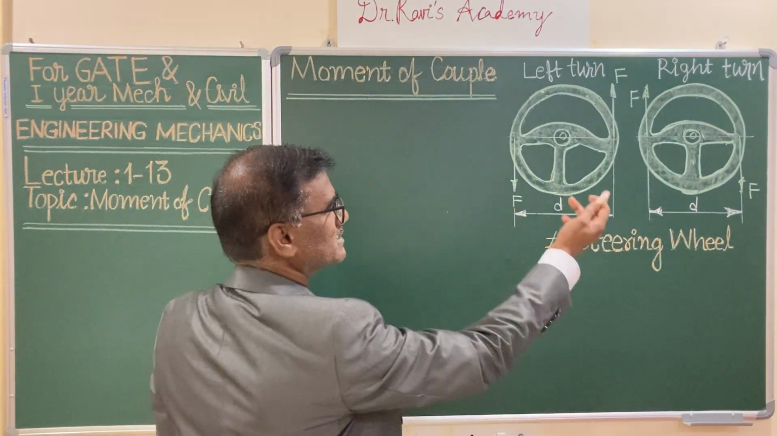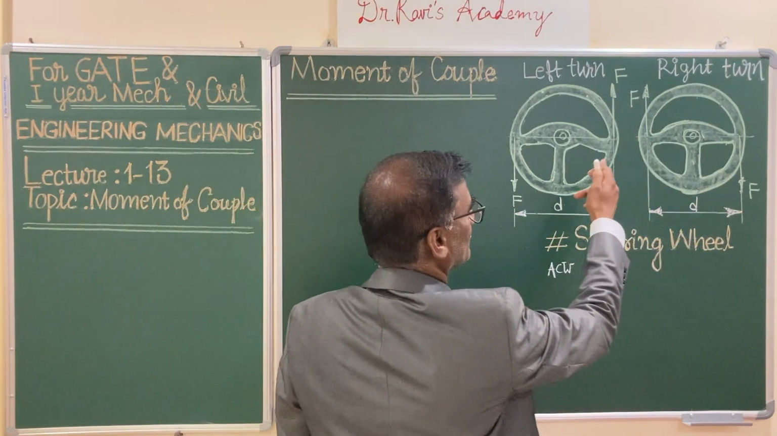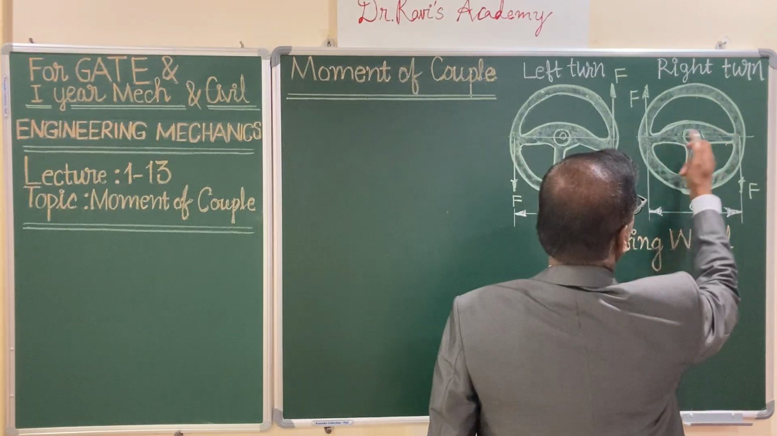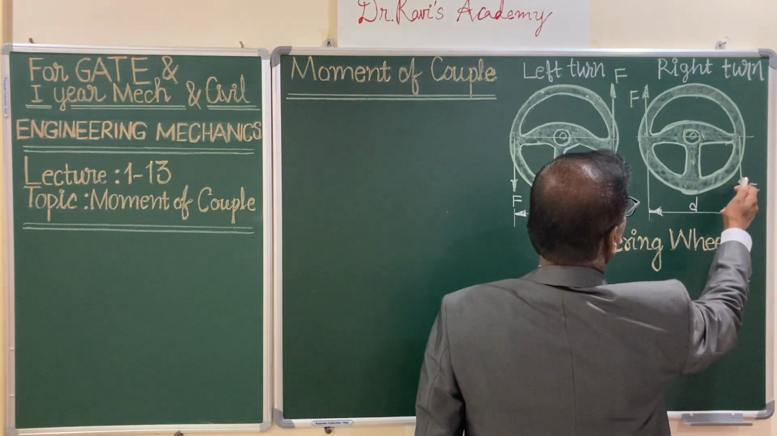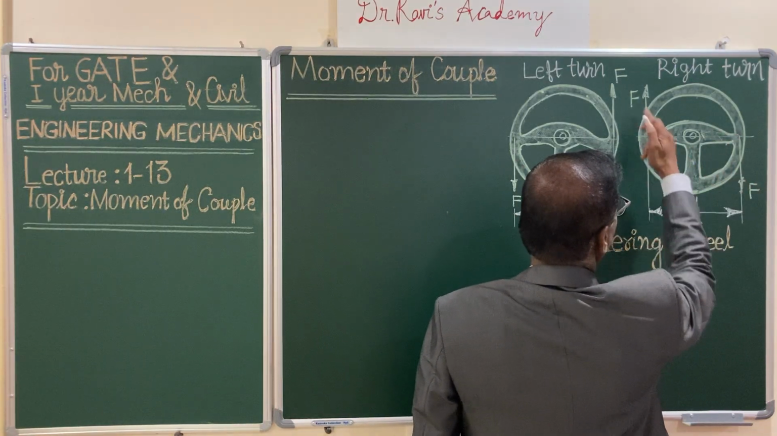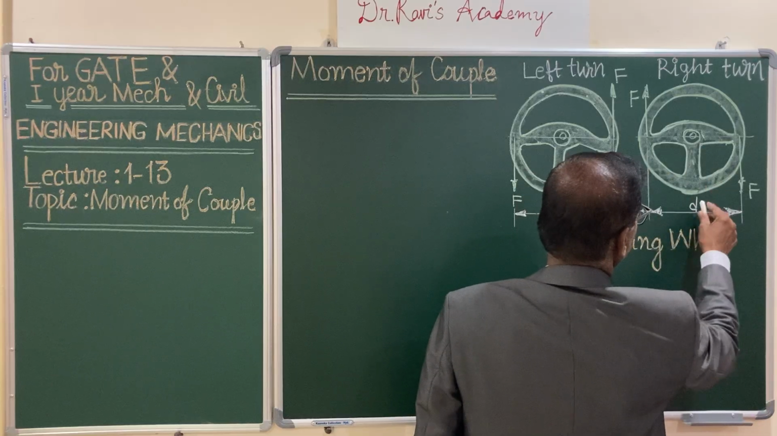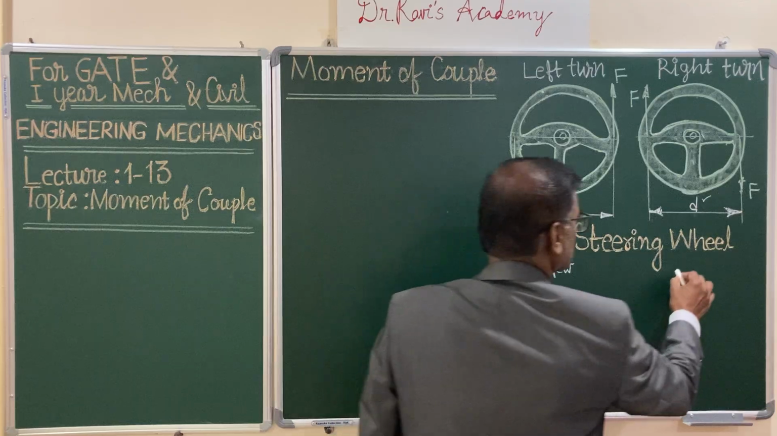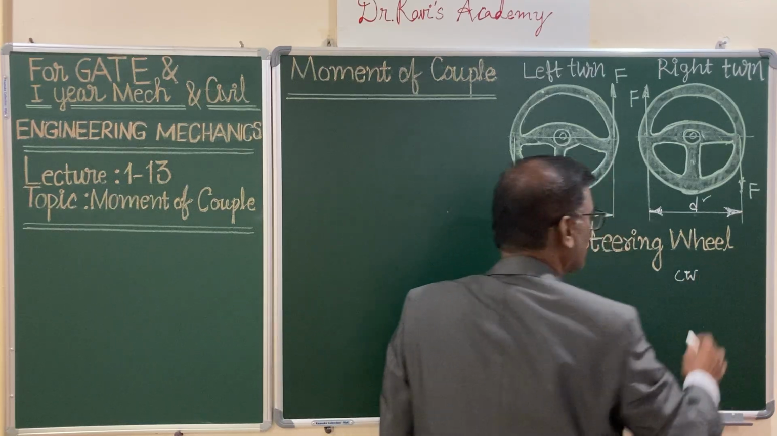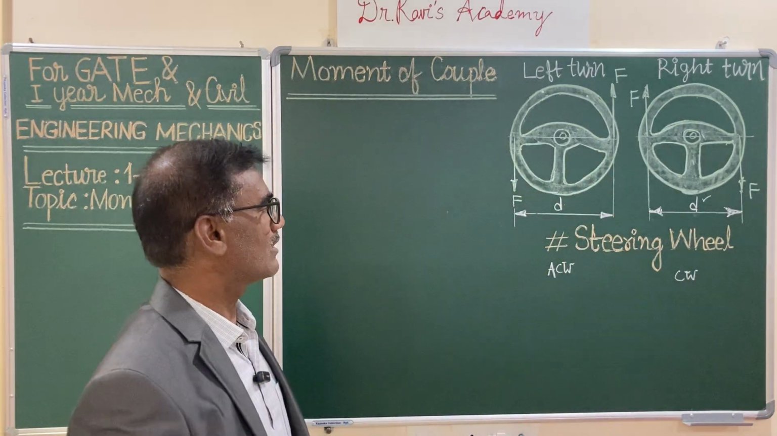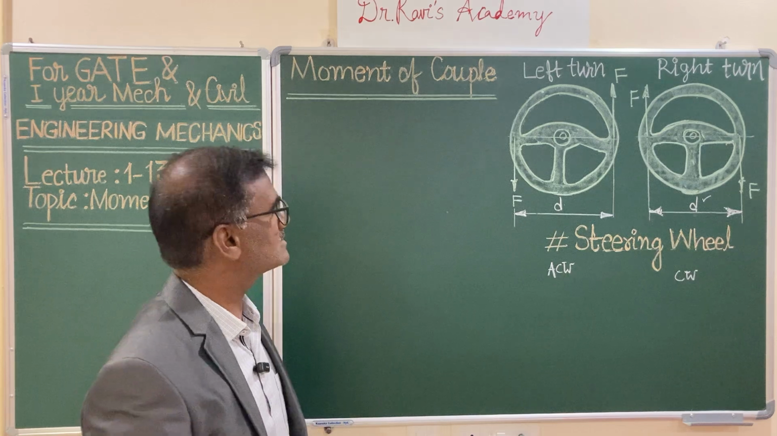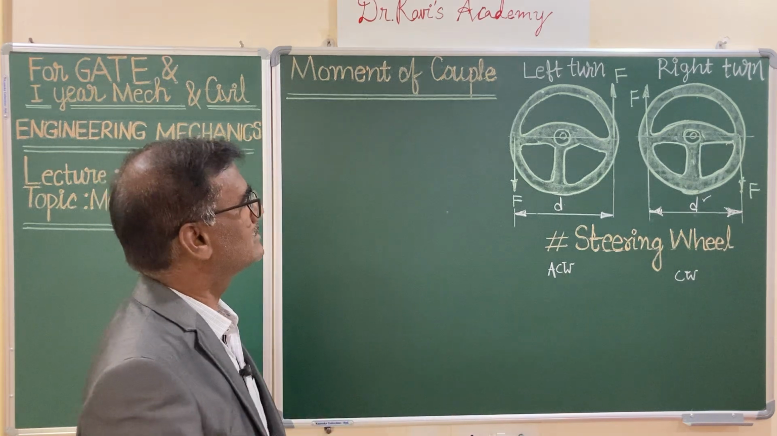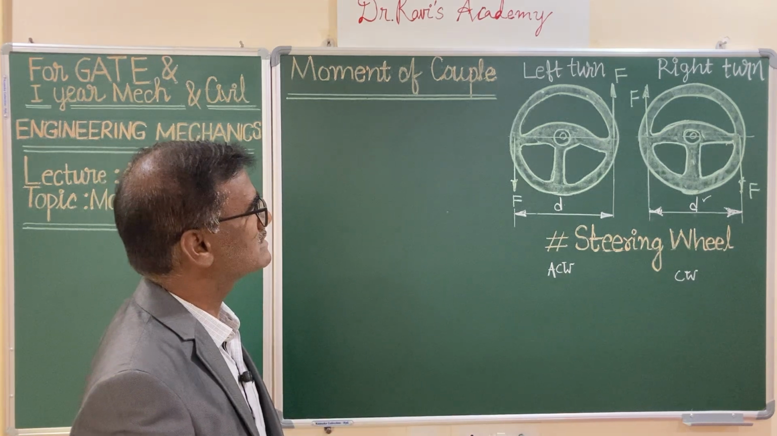And if you want to negotiate a right turn, you are applying oppositely directed two forces F and F. Both are equal in magnitude, oppositely directed and separated by some distance d, and this contributes clockwise movement. That means you have two types of couples, clockwise as well as anti-clockwise couples, depending upon the direction of the forces acting.